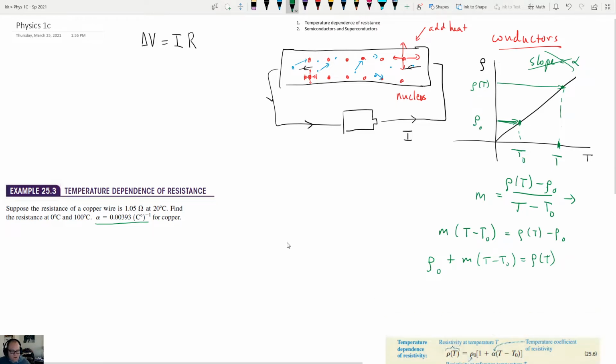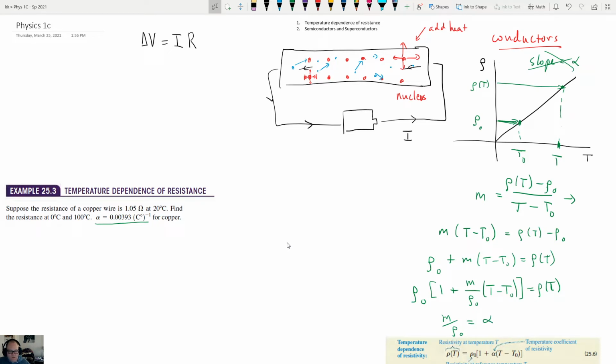And then what has to happen now is you have to factor out rho naught from the left-hand side so that it becomes 1 plus m divided by rho naught times T minus T naught is equal to rho of T. That'll work as long as m over rho naught is what you call alpha, right? That looks better. That must be what happens. I guess I've never worked this out before, or if I did, I didn't realize that doesn't actually work out. So I guess this is actually what the slope needs to be.